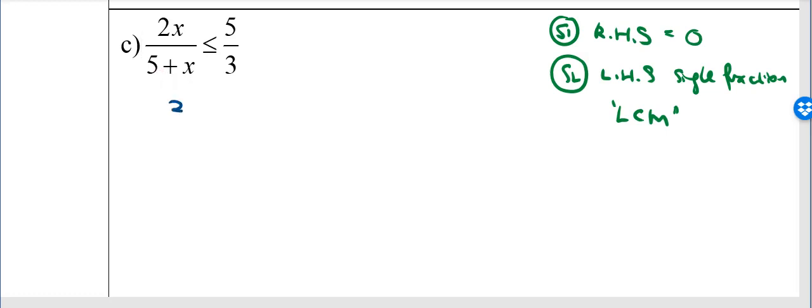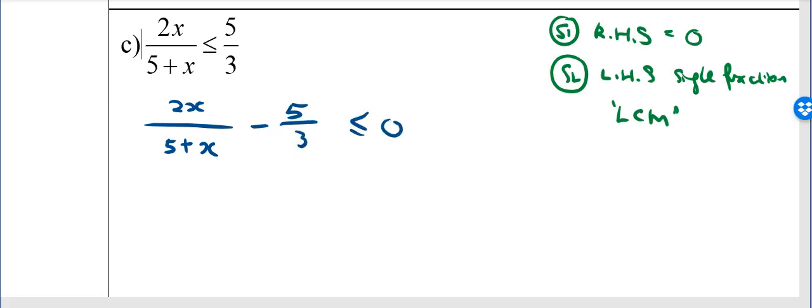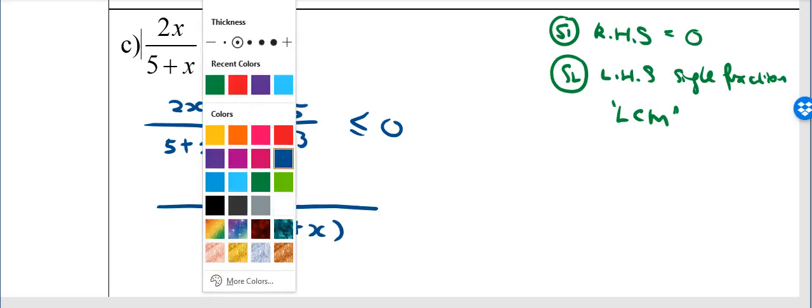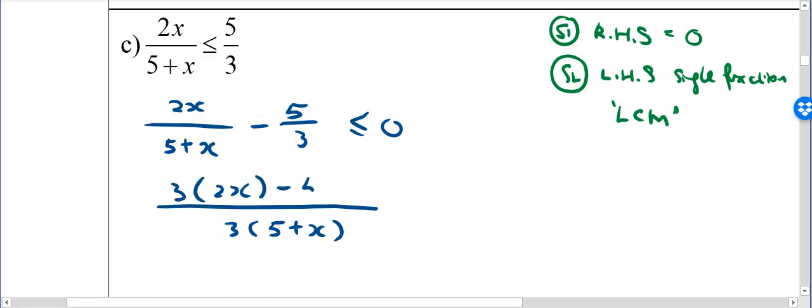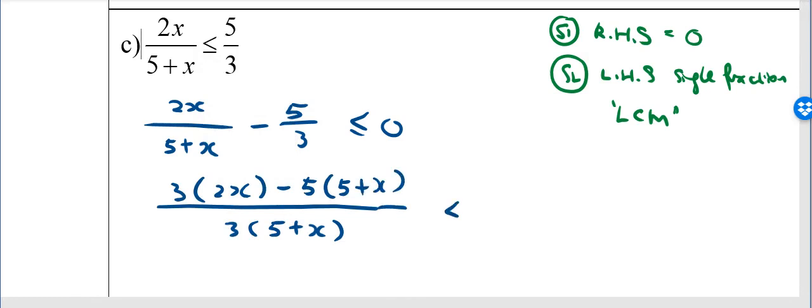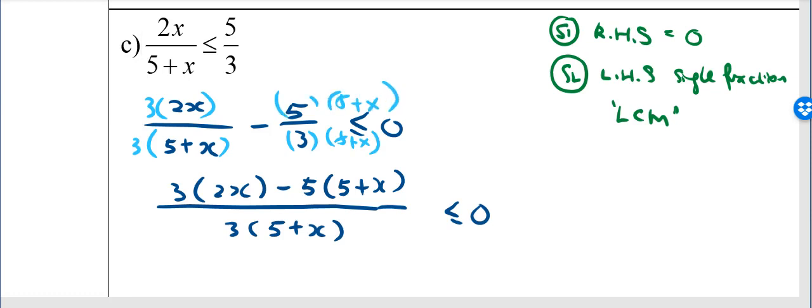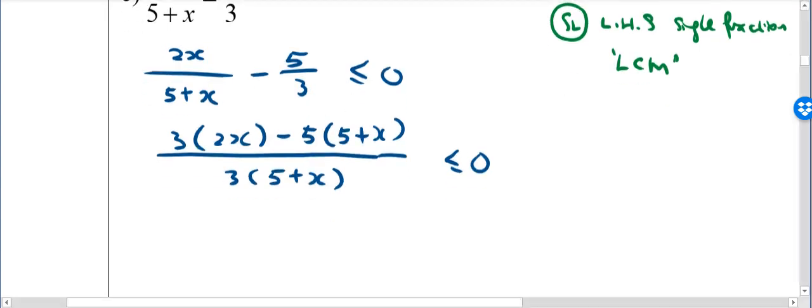So you have 2x over 5 plus x minus 5 over 3, right? And then apply your step 1. Step 2, get your lowest common multiple. So you have 3 times (2x minus 5) plus x. If you can't see, you know that this one you need to times with 3, and this one you will need to times with 5 plus x. But if you understood, then you no need to write, just straight to the point. So after that, what you should do?